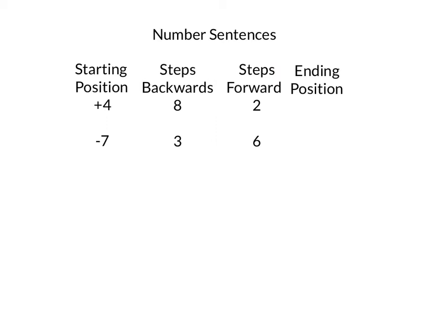So if we start at +4 on the number line, think of the number line, and take 8 steps backwards, we end up at -4. And then 2 steps forward, we would end up at -2.